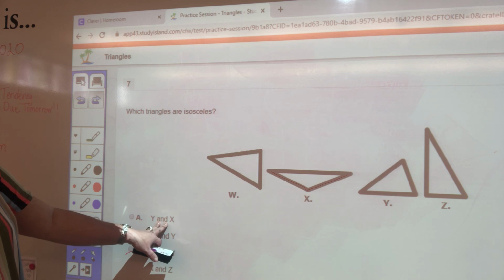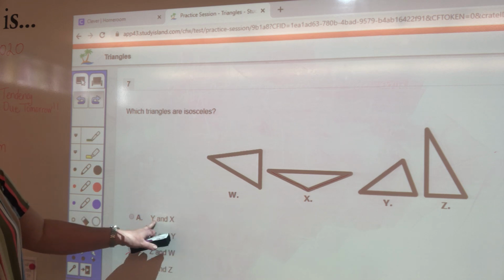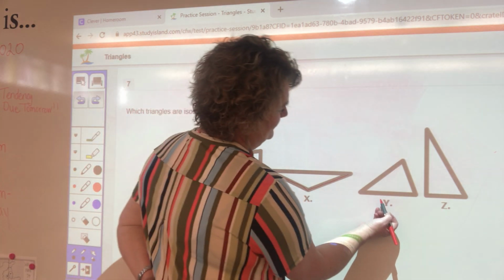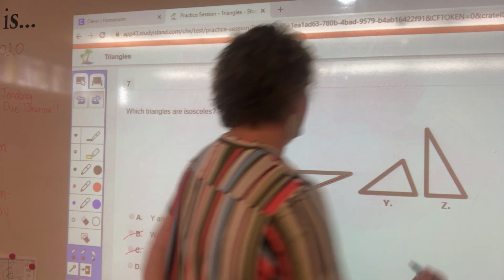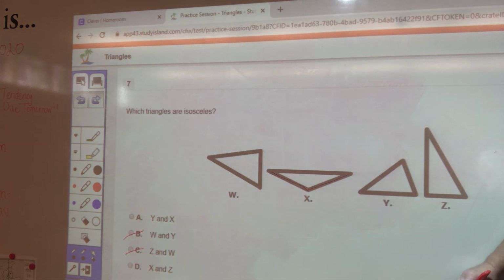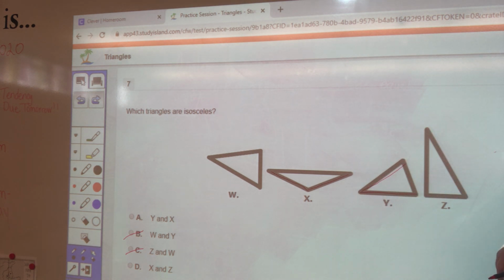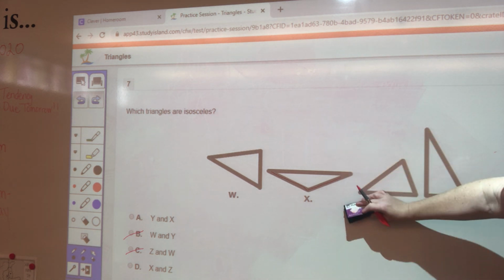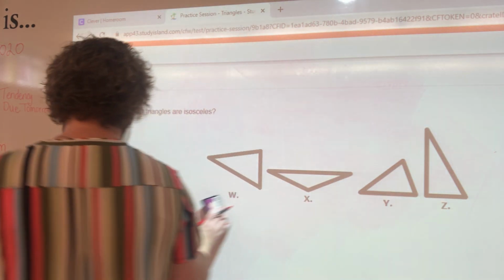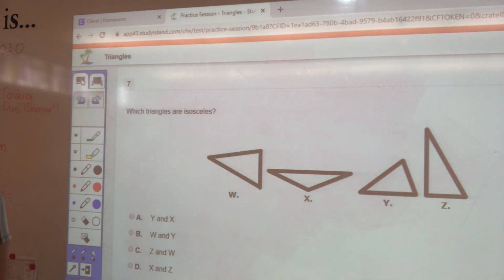So if the answer's A, then it would be X and Y. Let's look at Y. If I look this way, yep. If I look this way, that side and that side look just like a Christmas tree. So I'm going to say Y and X, which would be letter A.